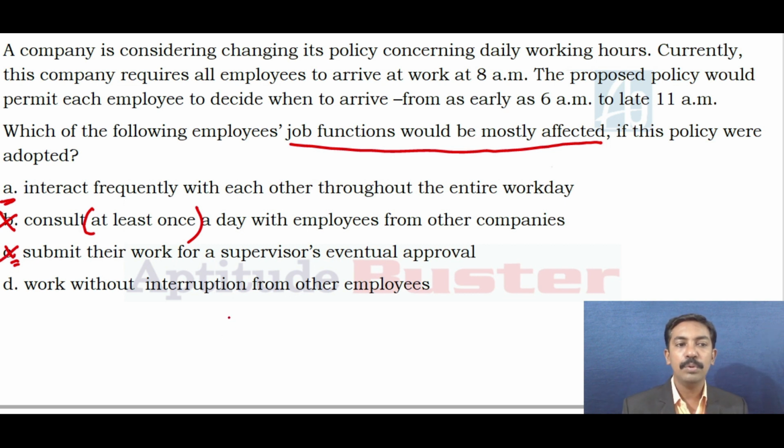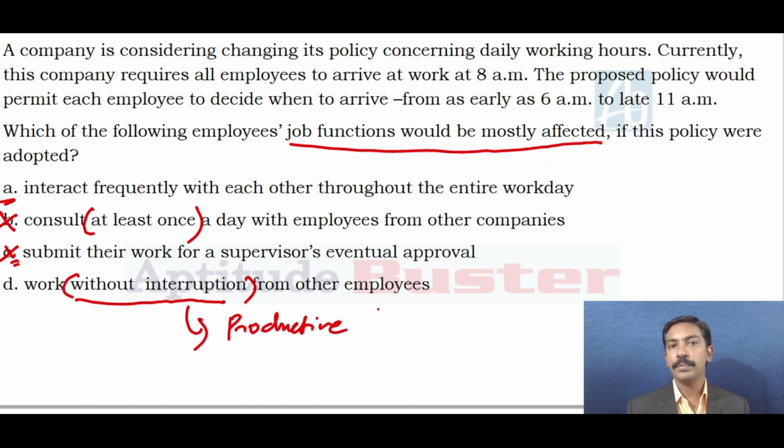Option D, work without interruption from other employees. You may doubt that this option could be the right choice, but actually it is not so. It is a trap choice. Work without interruption. What do you understand about this? Without interruption means work without disturbance. Work without interruption is always productive work, so we can't say that this job function will be affected.